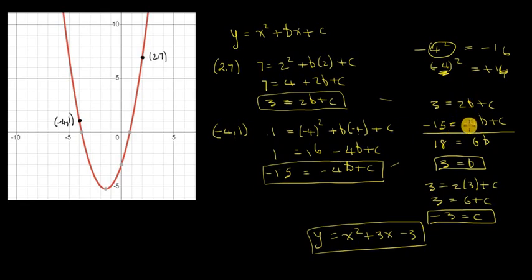Your simultaneous equations, you're going to get this, and you get b is equal to 3, and c is equal to minus 3. So you could rewrite the equation. You found b and c, but you now could write the function as y is equal to x squared plus 3x, and c is minus 3, and that's your function here.